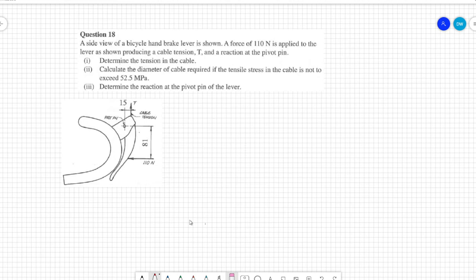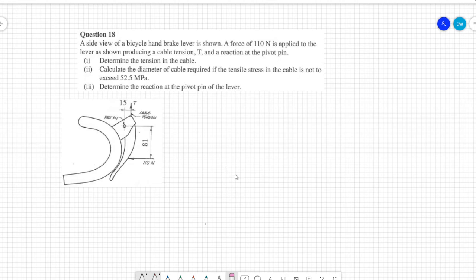Okay, so first one, you guys can see this is the bike handle, and this is the handbrake. Handbrake lever, when a force applies to it, it pulls on the cable and applies the brake to the bike.